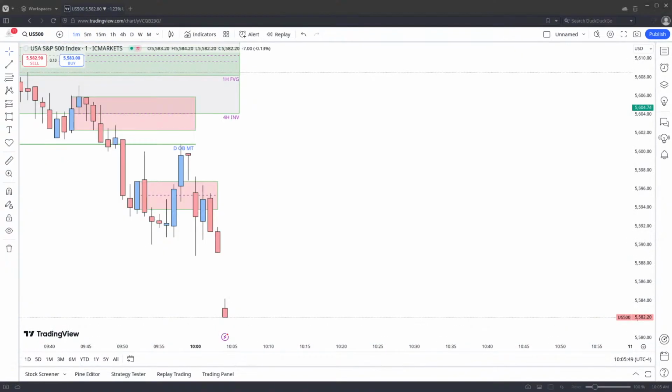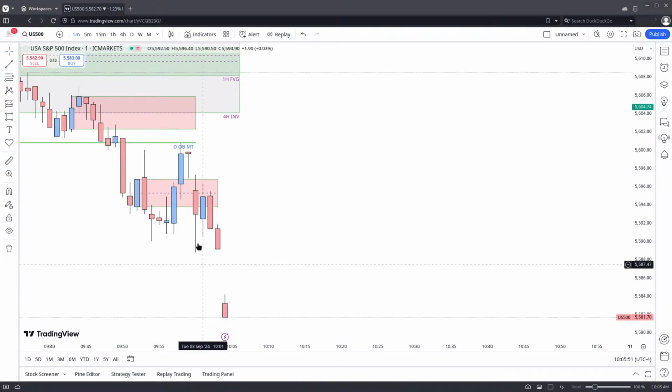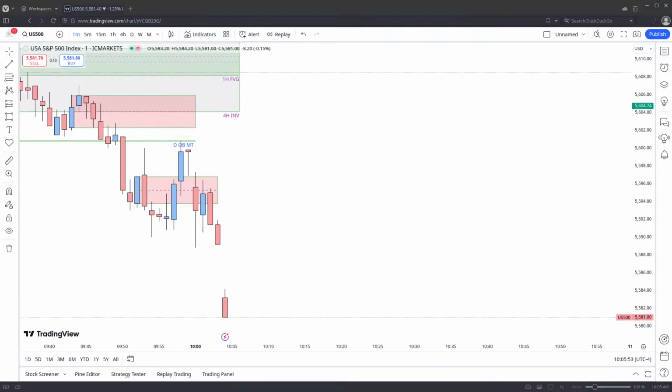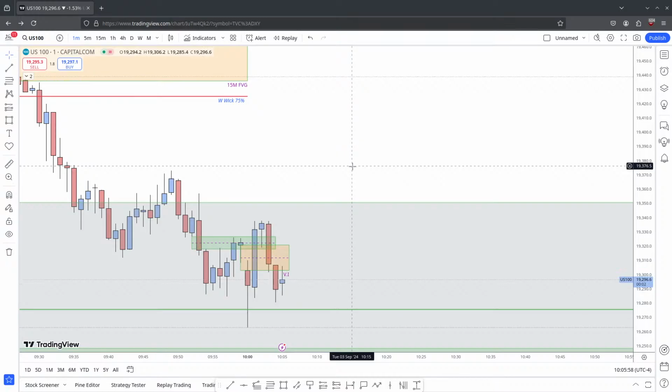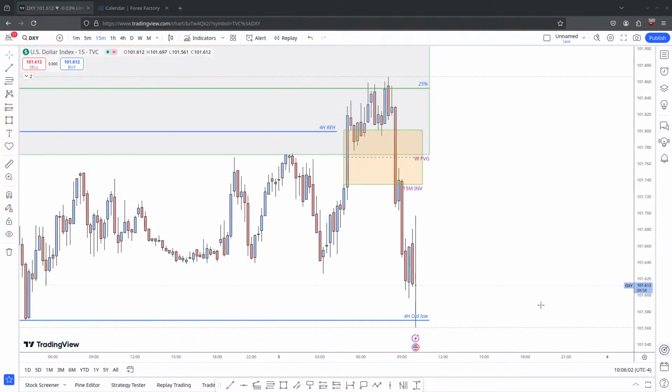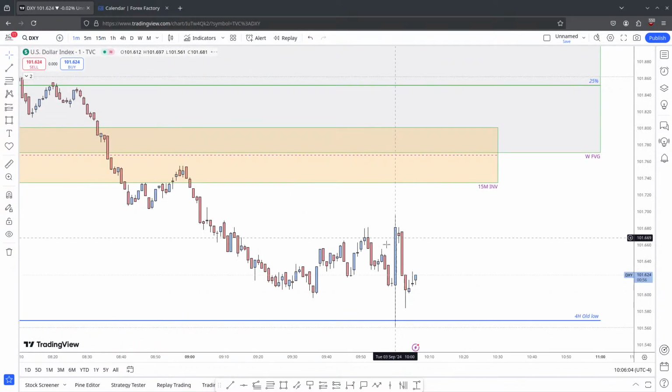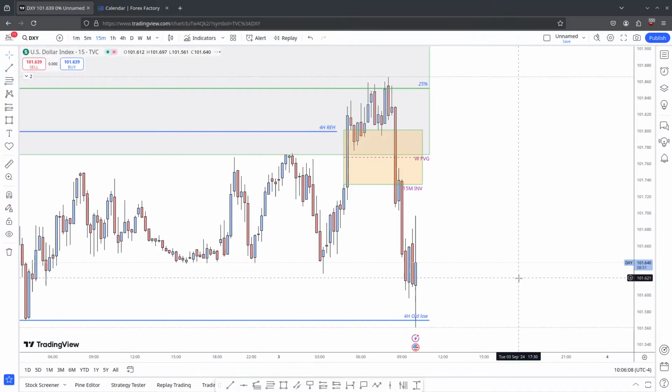So NQ is sitting sideways now. Look at that, tanking on US 500. I expect NQ to follow suit, and dollar is just sitting sideways, not doing anything, right where it was, just consolidating. That's what it's been doing this whole time since 9:15.